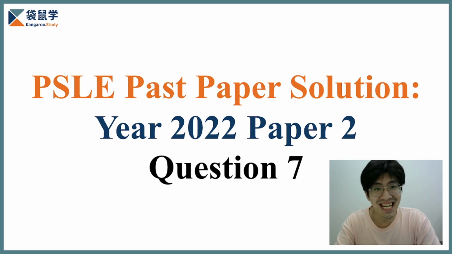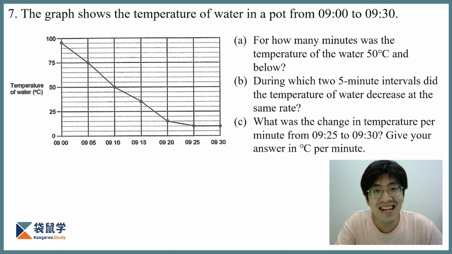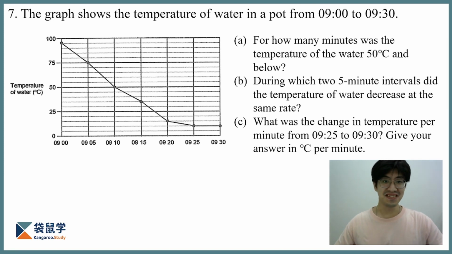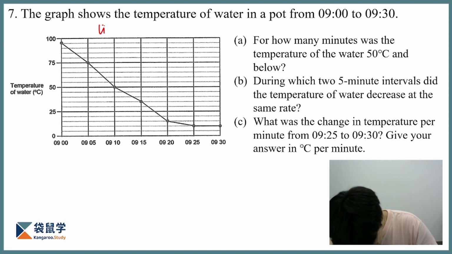Let's have a look at another PSLE question, and this time we have a line graph. The graph shows the temperature of water in a pot from 9 to 9:30. So let us first have a look at this graph. Over here we have what we refer to as a line graph.